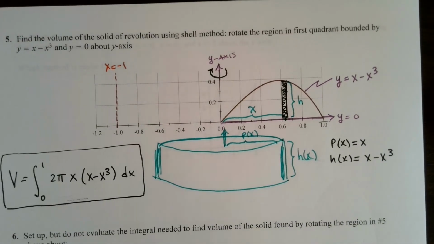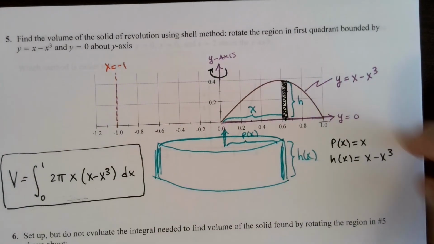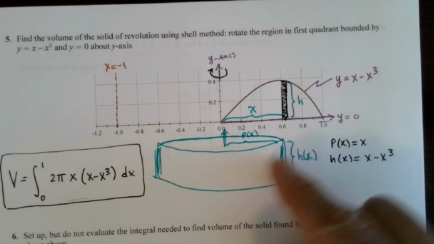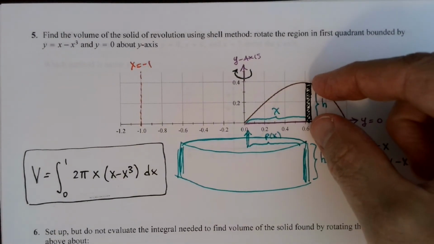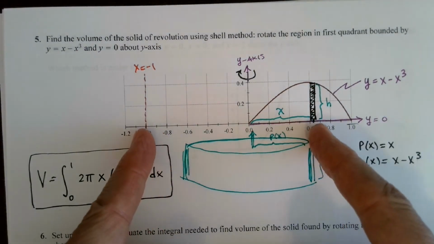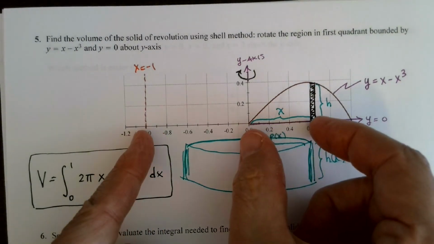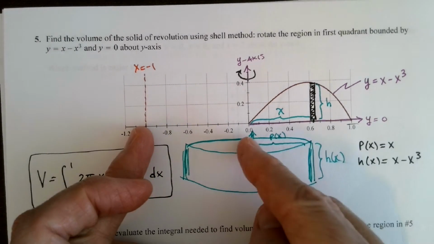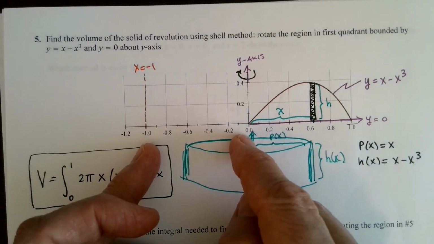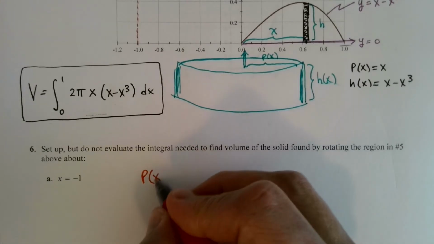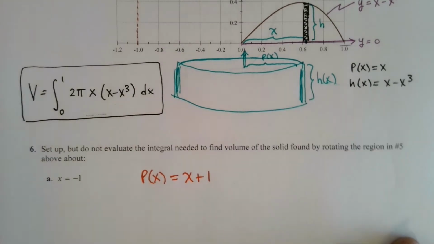So what's different about this now? When we did about the y-axis, this rectangle went around and back in here. So here's our thin shell. Now we go in around this axis, so our radius is much bigger now. In fact, what is our radius? Our radius was just x for this one. Now it's x plus what? How far is this, from negative 1 to 0? It's 1 unit. So notice now our p of x in this case is x plus 1.